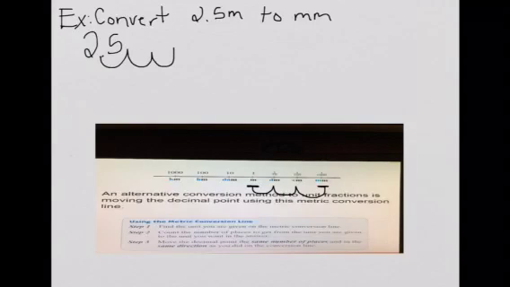So to get there, we go 1, 2, 3 places to the right. And so we take our decimal and we go 1, 2, 3 places to the right. Again, fill in zeros for placeholders. And so what we get is that 2.5 meters is equal to 2,500 millimeters. And so all we're doing is just moving the decimal, either to the right or to the left. Alright, so now try a few on your own.